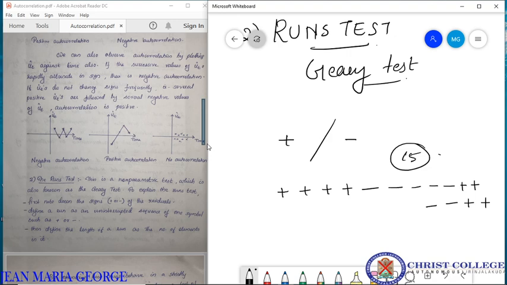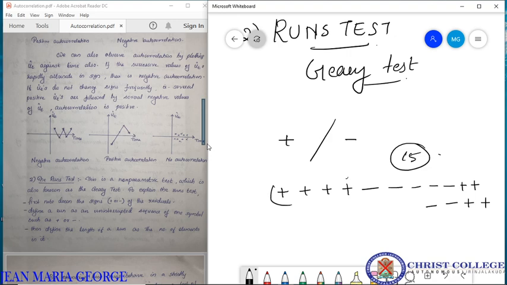Now we have to define a run. This is the run, that is, an uninterrupted sequence of one symbol. Now we have to define the length of the run. The length of the run means, totally here there are 15 elements.